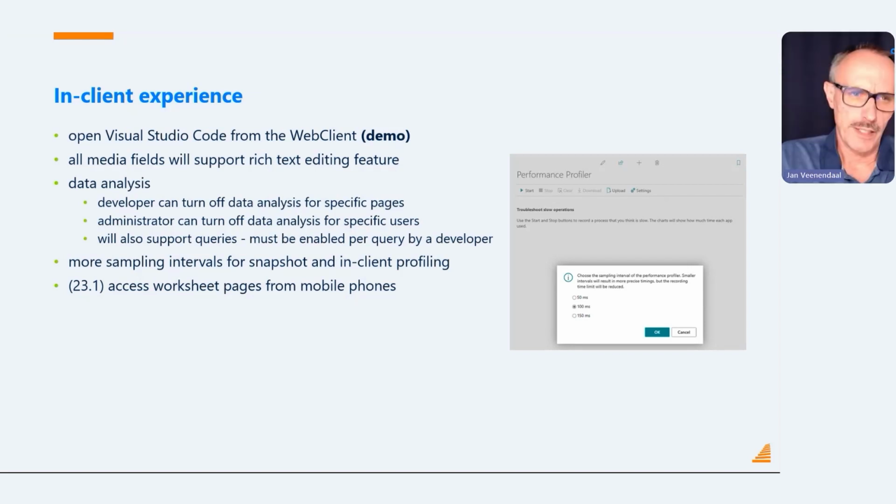Then Igor already showed the data analysis. It was available in the preview on all the list pages. And of course, it does not make sense on all list pages to have data analysis. So now as a developer, you can turn it off for specific pages. If you do nothing, it will be enabled, but you can disable it. Also, an administrator can turn it off for a specific user, so you can have users that cannot do data analysis. And Igor already said it will also support queries now, but as a developer, you must enable it per query to be able to use data analysis.